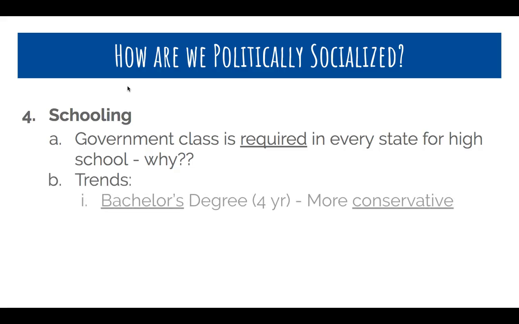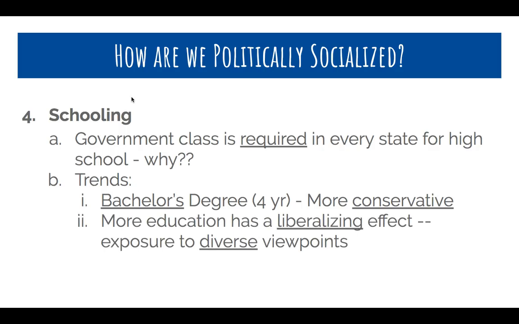video now. We do see some trends when it comes to schooling. For example, people with a bachelor's degree, which is a 4-year college degree, tend to lean more conservative. And then the more education someone has, so beyond a bachelor's degree, whether that's a master's or a PhD even, that has a liberalizing effect. So bachelor's degree tends to be more conservative, more Republican leaning, and more education tends to have that liberalizing effect, meaning they lean more towards the Democratic Party.